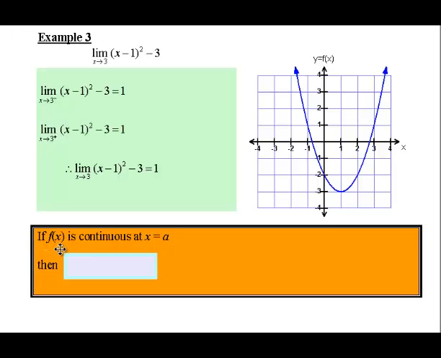So, in general, if f of x is continuous at x equals a, then the limit will exist. So in other words, if you don't have to pick your pen up while drawing it, the limit exists.